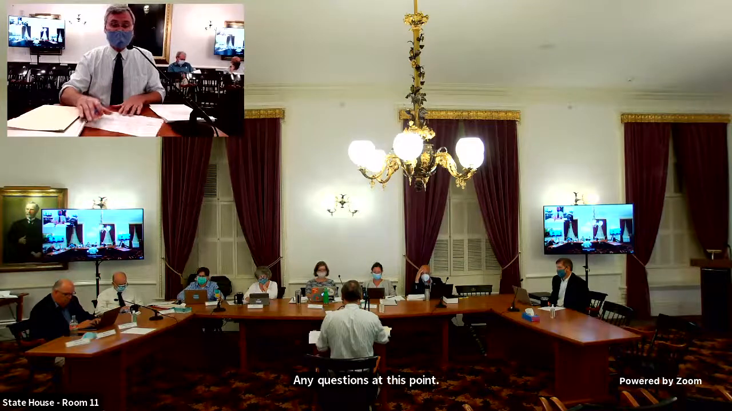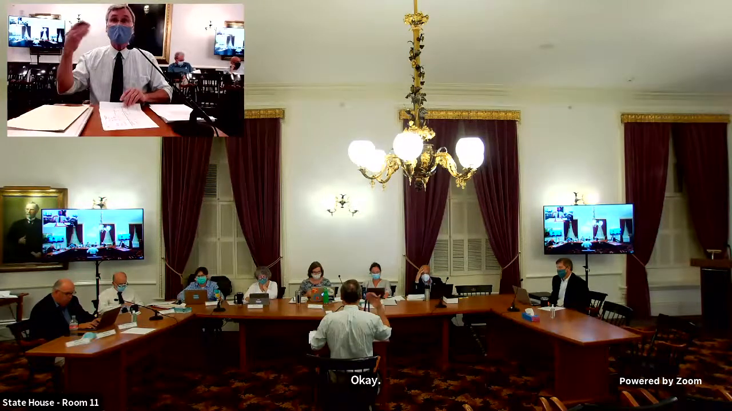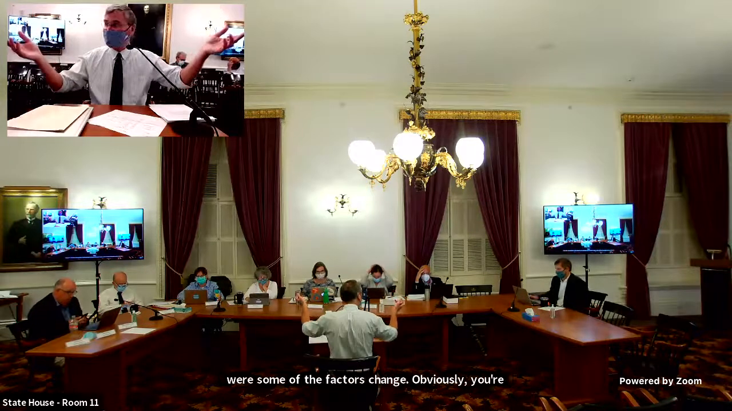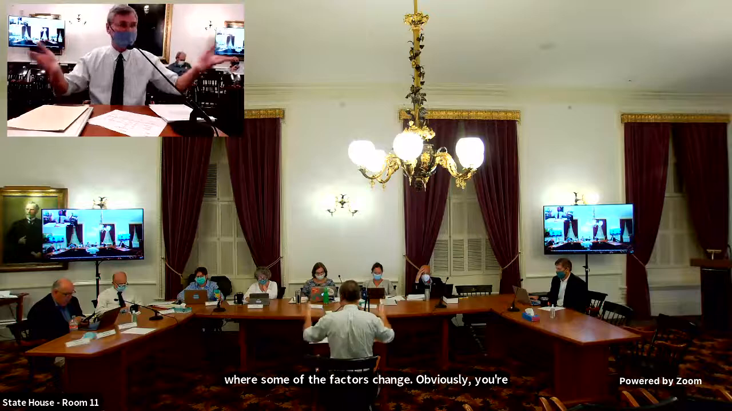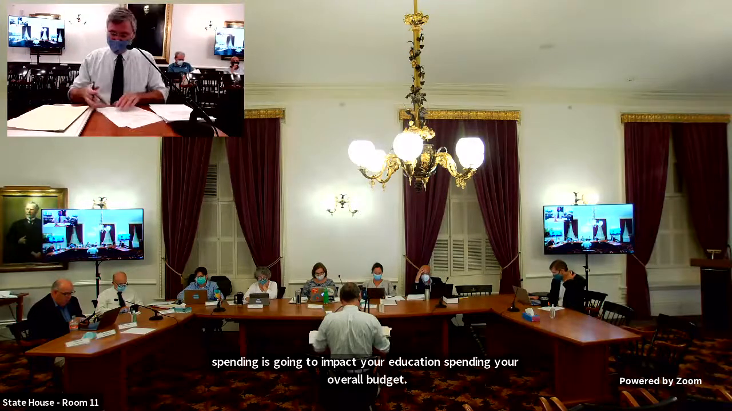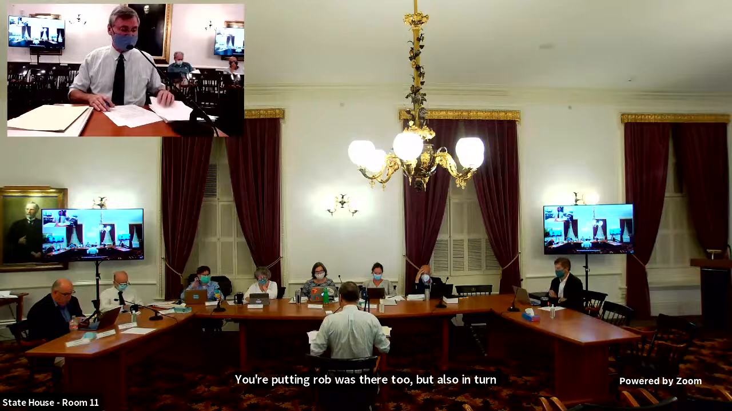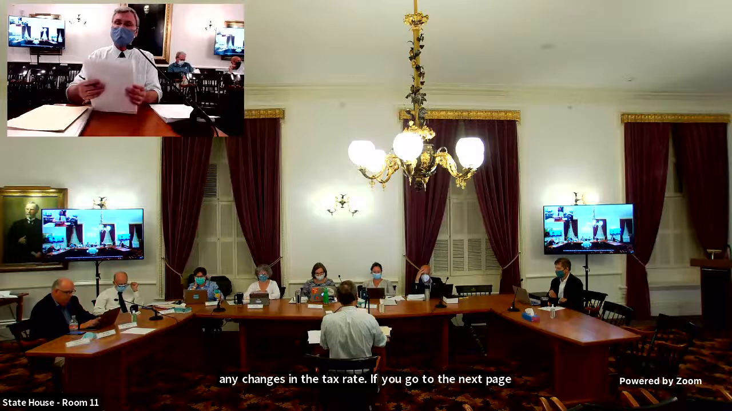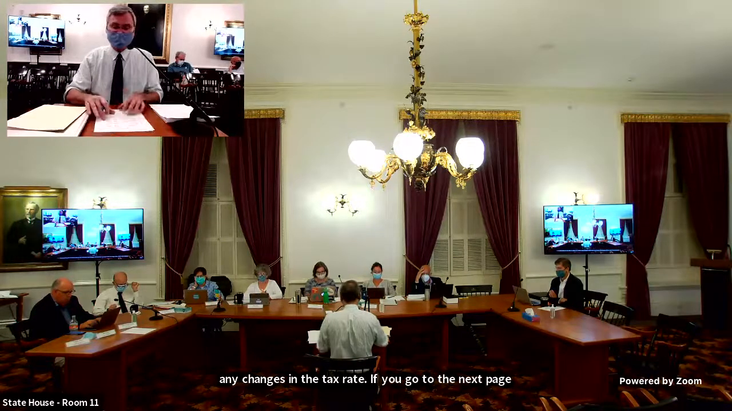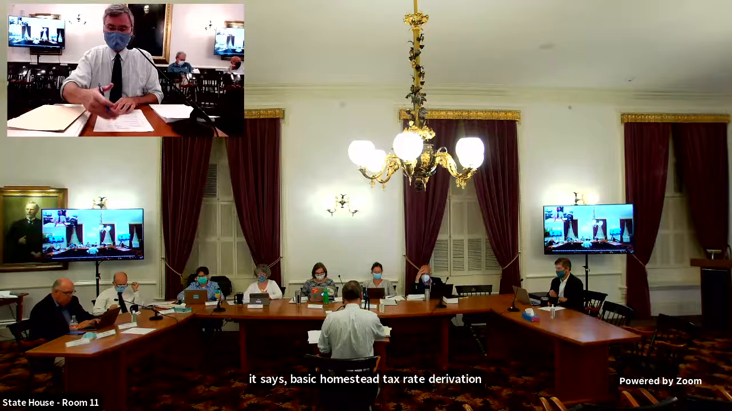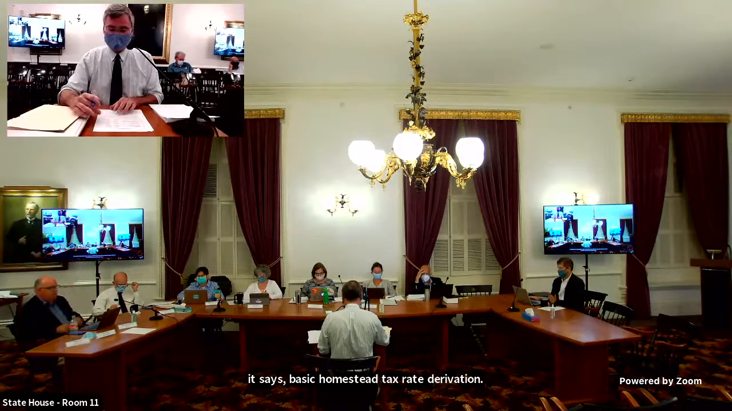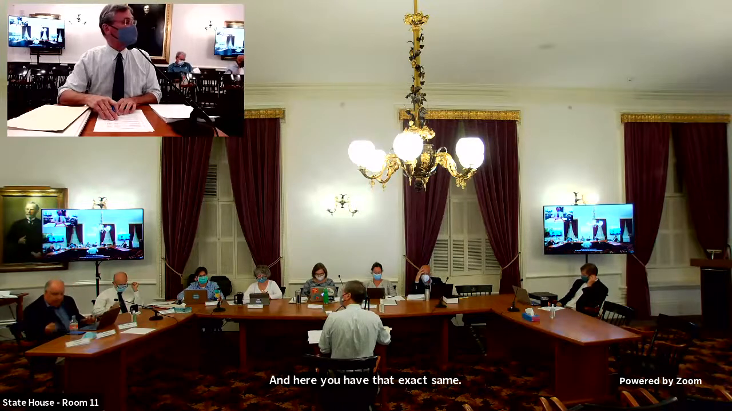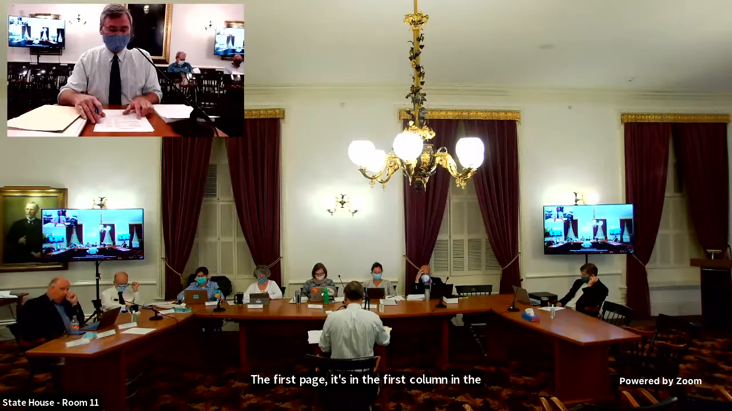Okay, then just continue on quickly. I'm just going to show you where some of the factors change. Obviously, your spending is going to impact your education spending, your overall budget, your offsetting revenues. But also, in terms of changes in the tax rate, if you go to the next page, it says at the top, basic homestead tax rate derivation, change the CLA. And here you have that exact same calculation on the first page. It's in the first column.